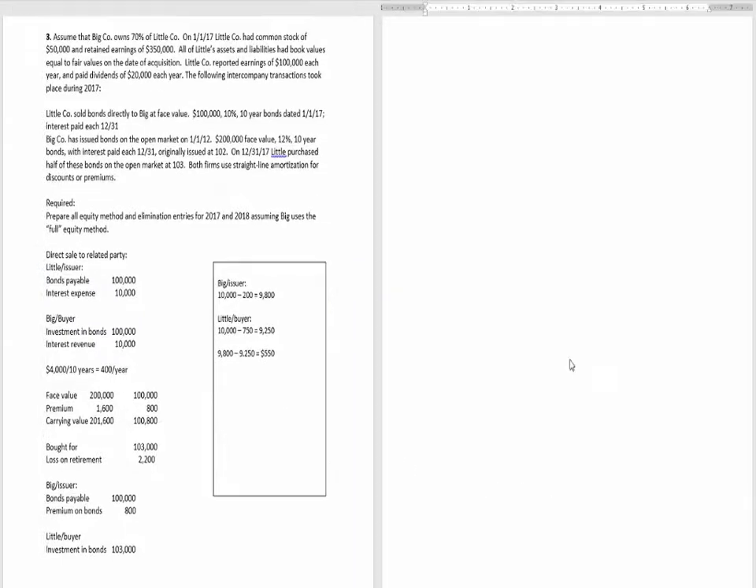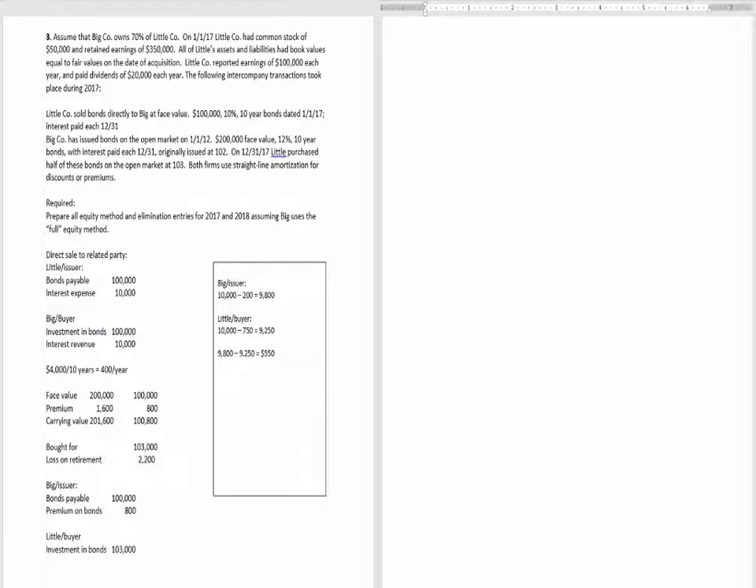And so each year, that loss is going to be recognized by Big having $550 more interest expense than Little has interest revenue. So at the end of the 4-year lifespan, the total income on the individual companies combined, as far as this bond is concerned, is going to equal that $2,200 loss. The consolidated entity is showing the entire $2,200 loss up front. The individual companies are showing net interest expense of $550 per year for 4 years.